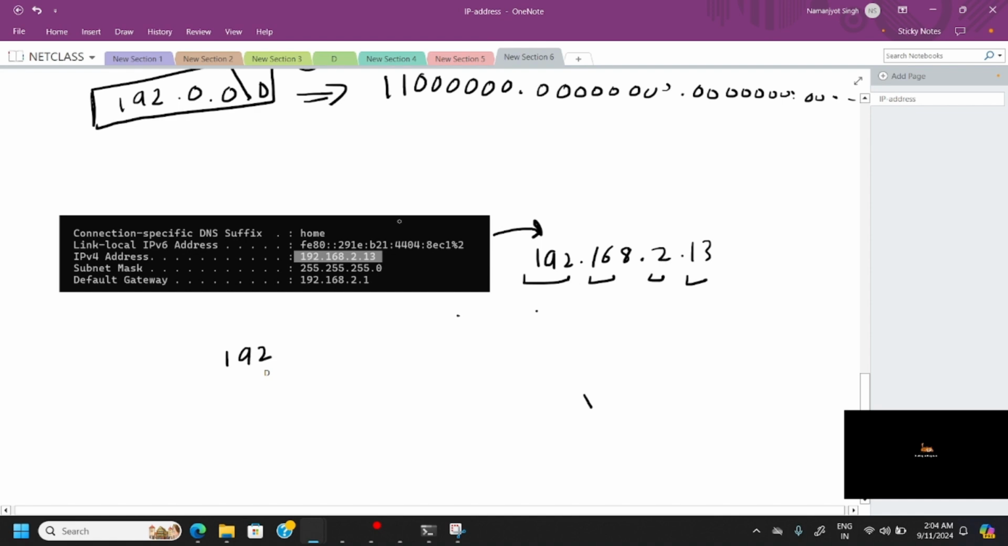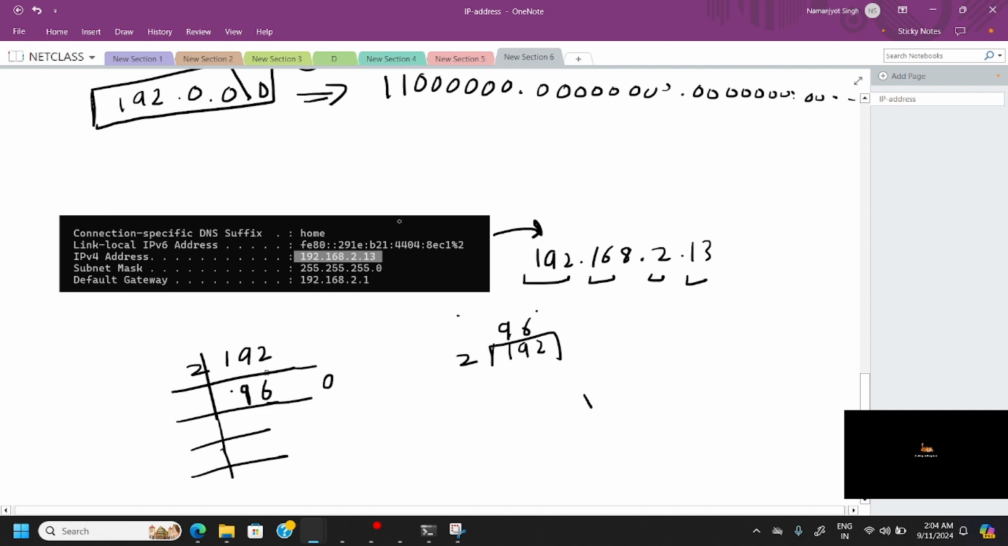How do we convert 192 into binary? Very simple. You would have done this in 5th or 6th standard. 2 4s are 8, 2 9s are 18, 2 6s are 12. The remainder is 0. So you make this divided by this. Let's say 192 divided by 2 is 96. 2 into 96 is 192. The remainder is 0. You put the remainder here.